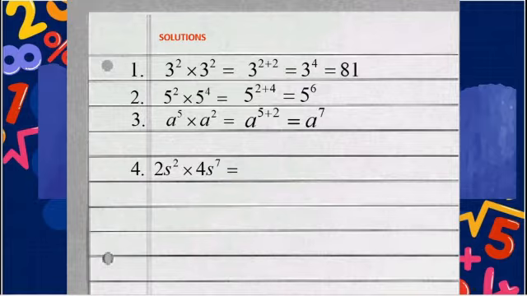So, what will happen now to s squared and s to the 7th? If your answer is s to the 9th, you are correct. So, i-multiply muna natin yung numerical coefficient na 2 and 4, that is 8. And then, dahil parehas naman sila ng base na s, so yun lang yung i-add natin ang exponent. So, that is 2 plus 7, which is equal to 9. So, your final answer will be 8s to the 9th power.